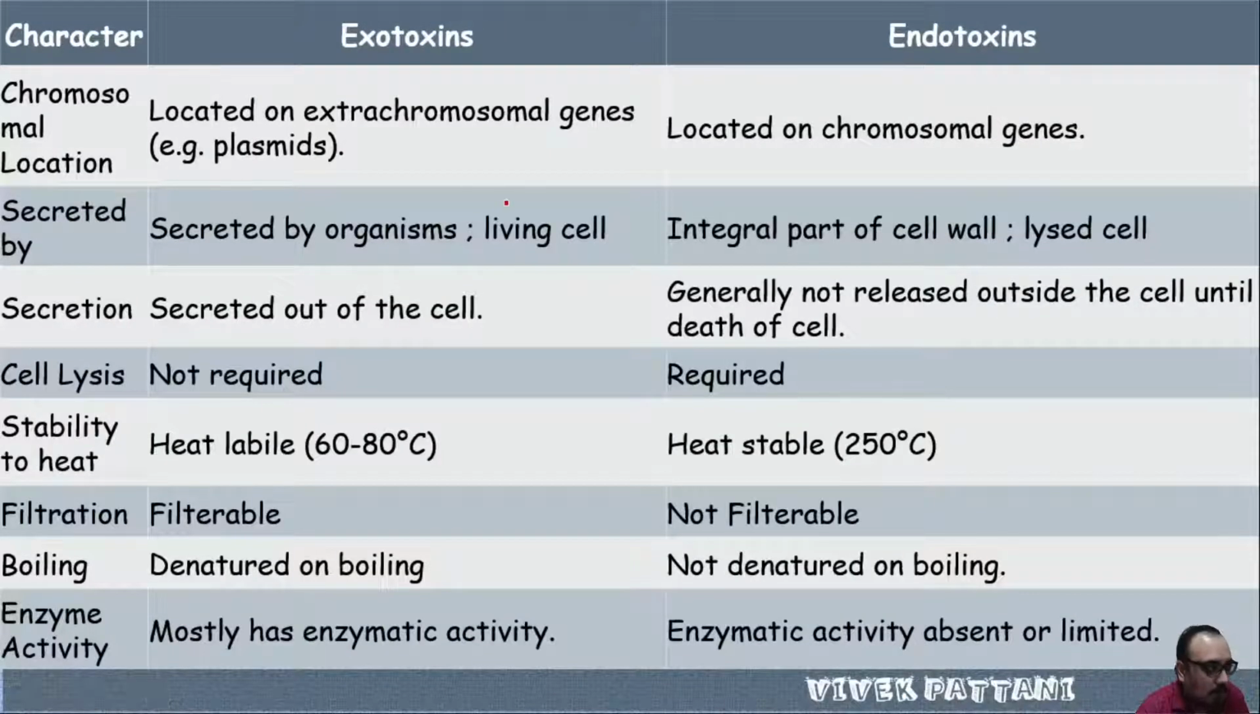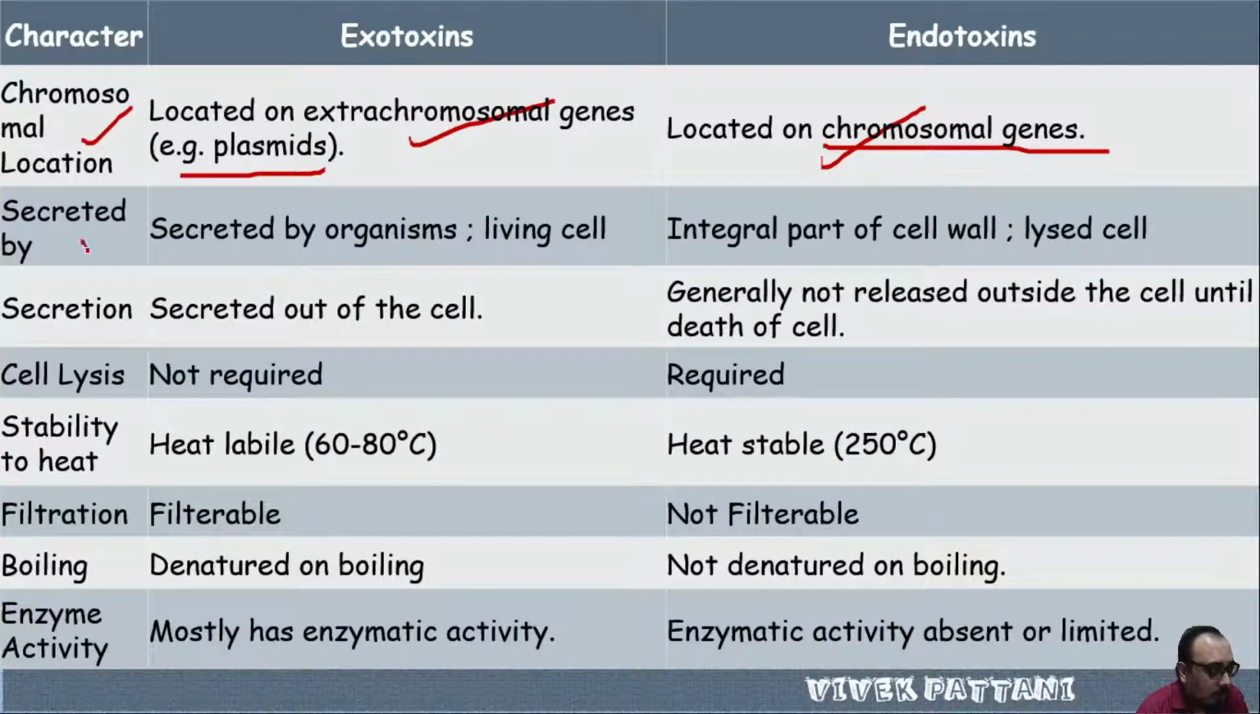Now moving forward with the chromosomal locations. In the case of exotoxins, they are located on extra chromosomal genes. Examples are plasmids. But where are the endotoxins located? They are located on the chromosomal genes, but not the extra chromosomal ones.